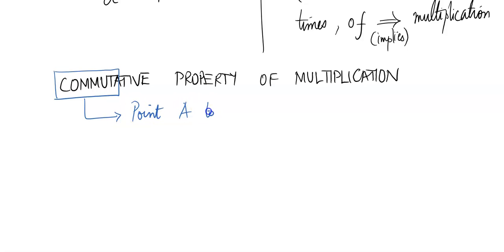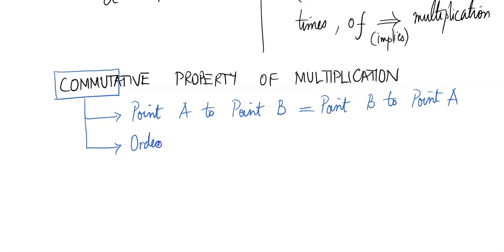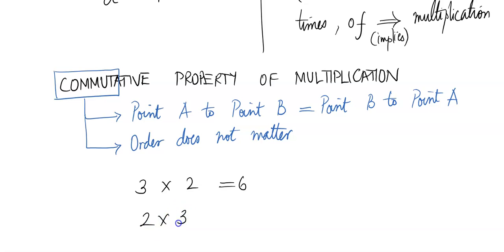Point A to point B is the same as point B to point A, to commute. Okay, so that means order does not matter because it's the same thing. So for that, again, if you think of numbers, 3 times 2 is 6. 2 times 3 is also 6.